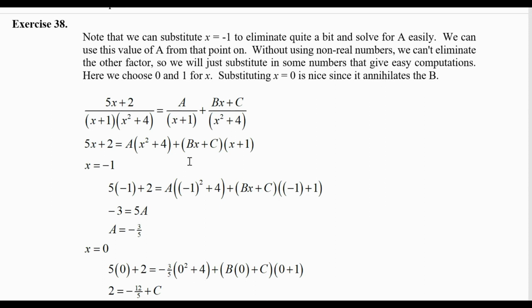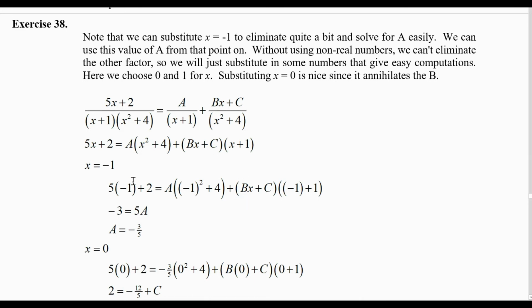And if we let x be -1, this whole last part here becomes 0. (-1)² is 1, plus 4 is 5, so this gives us 5A. 5 times -1 plus 2 is -5 plus 2, which is -3. Divide by 5, A is -3/5. Now at this point we can put in A is -3/5 from this point on.